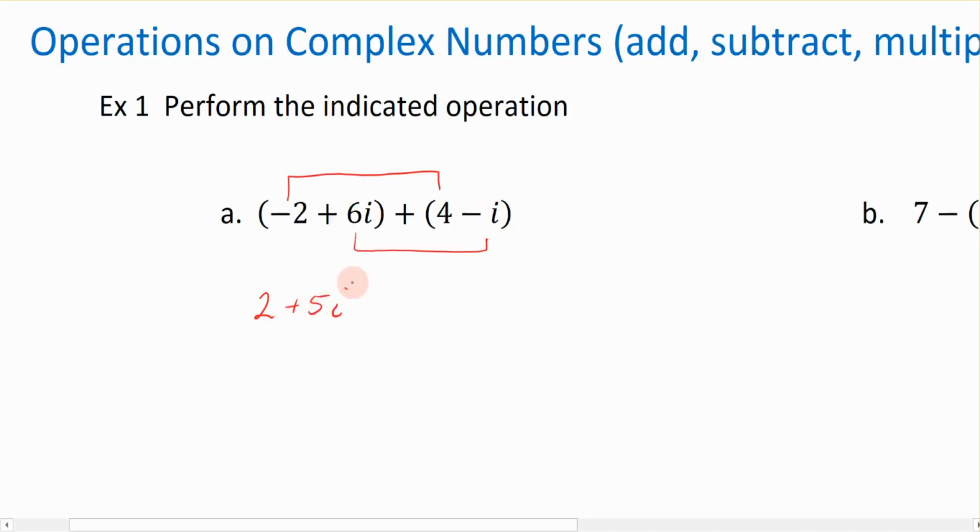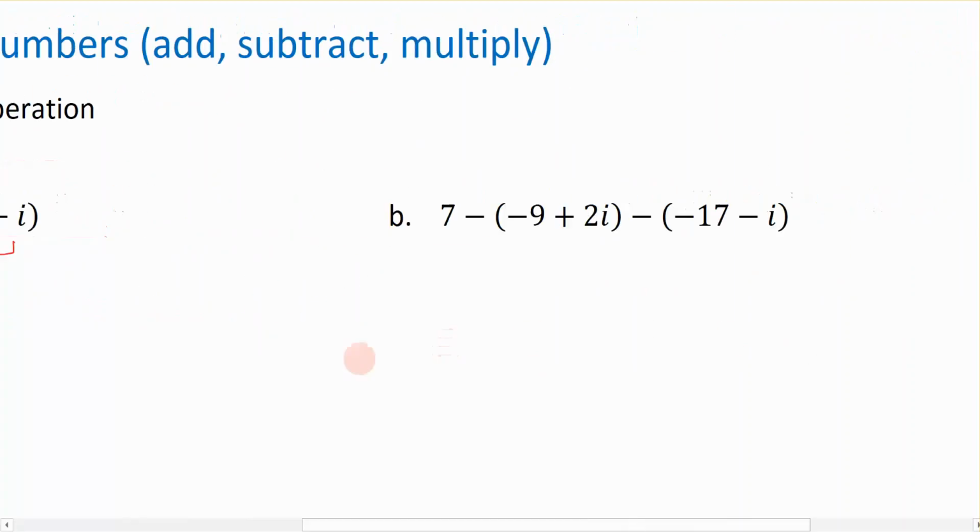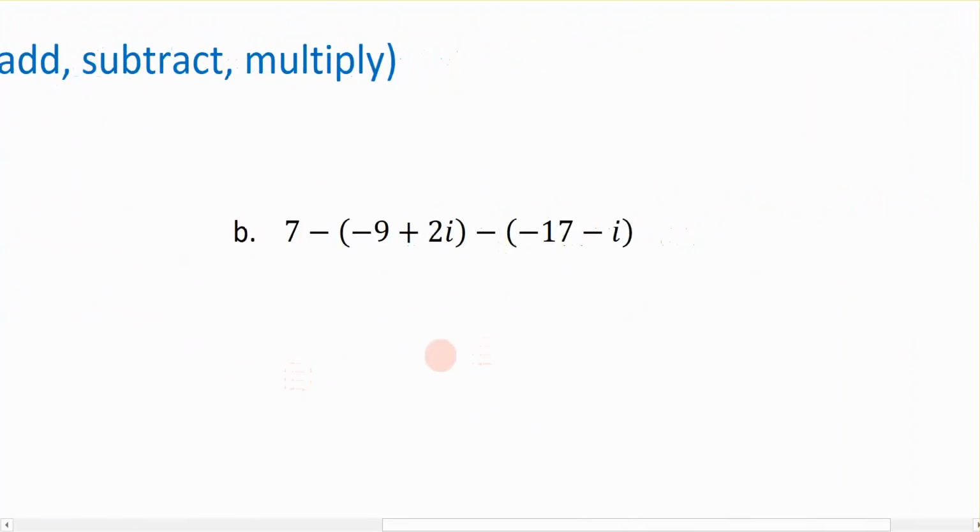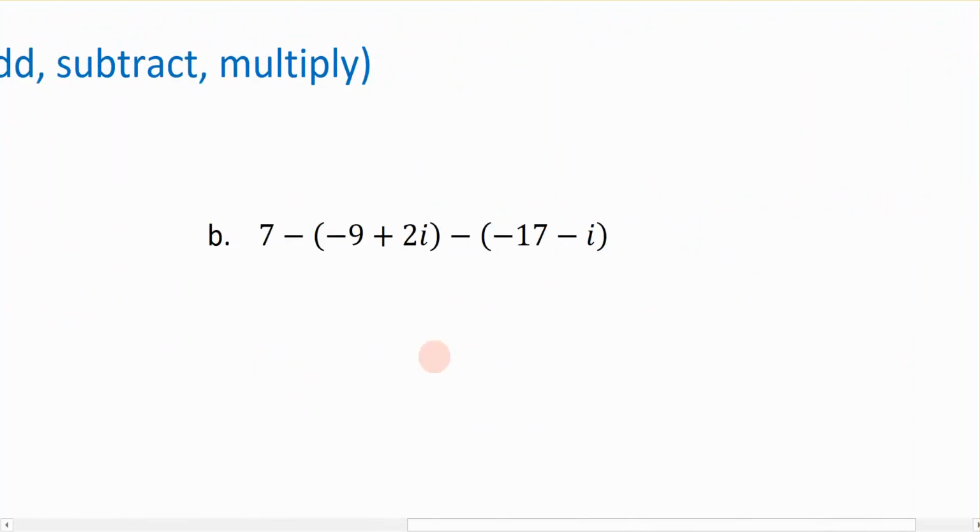So that's really all I'm doing when I add and subtract complex numbers. I am just combining the like terms of the real portions and the imaginary portions. Or I'm performing the operation, in other words, on each component, real versus imaginary.